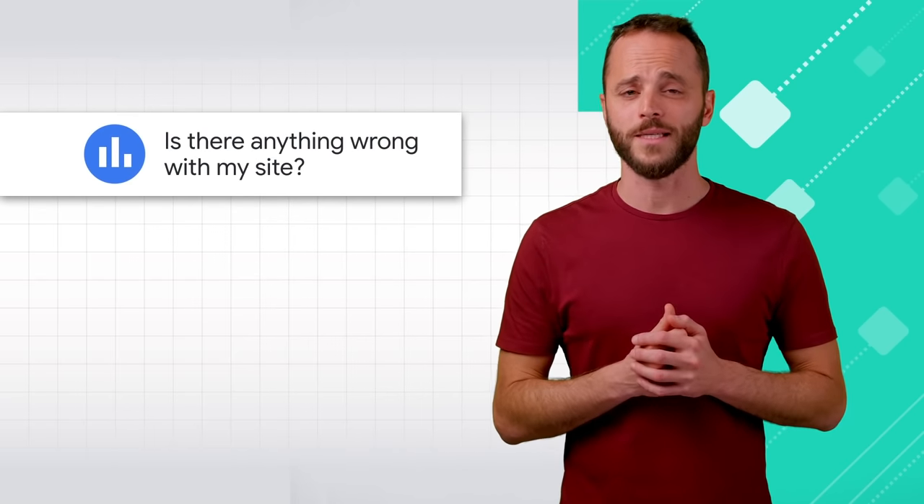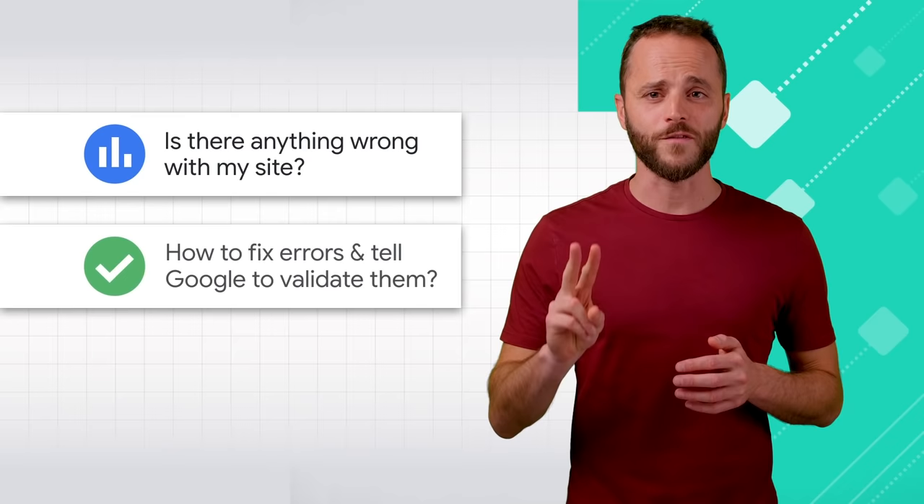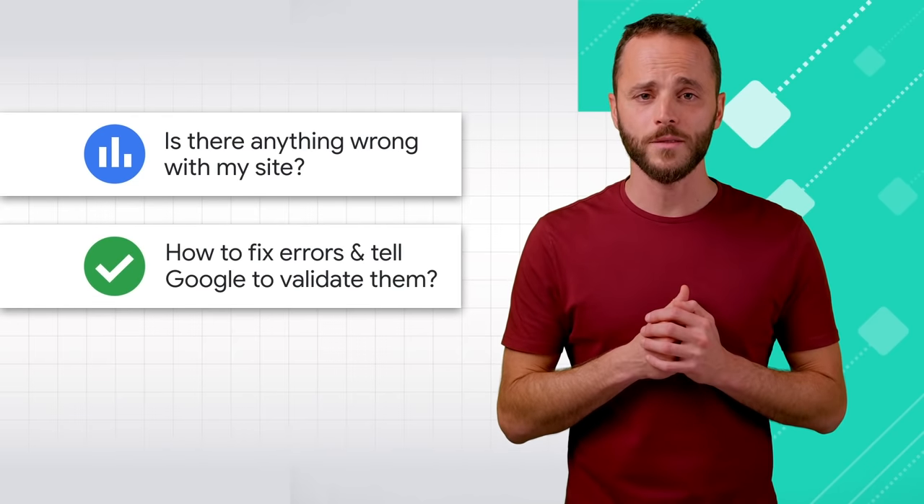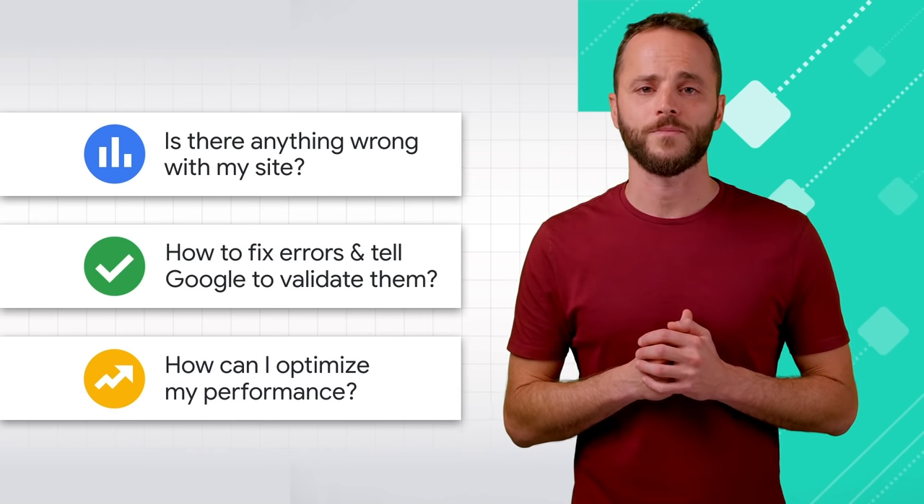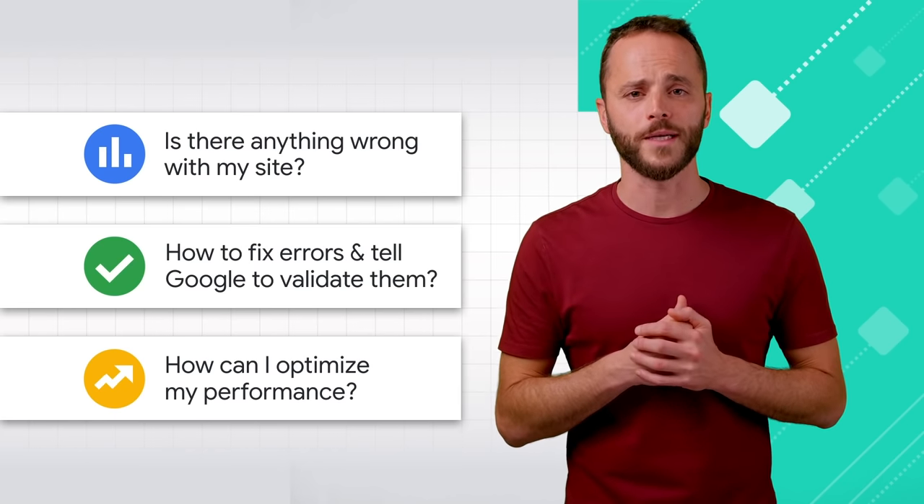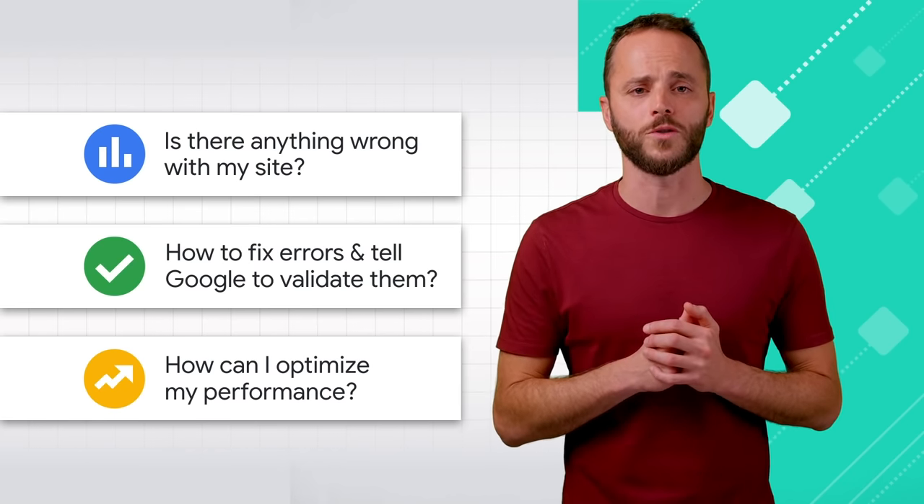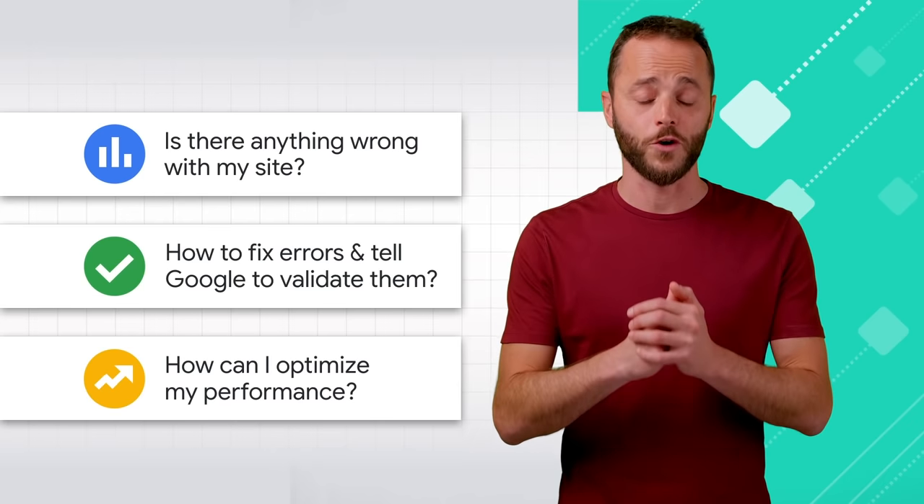Once you've implemented structured data on your site, you can start analyzing it in Search Console enhancement reports. There are three questions that are at the heart of the reports you see in Search Console. Is there anything wrong with my site? How can I fix any issues and tell Google about it? And how can I optimize my search performance? Let me go through an example of how you would use Search Console to answer those questions for your rich results.